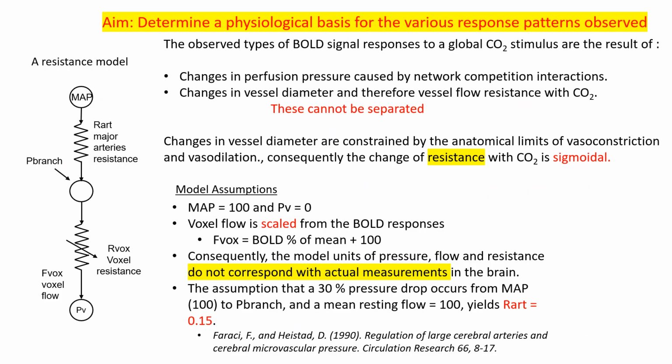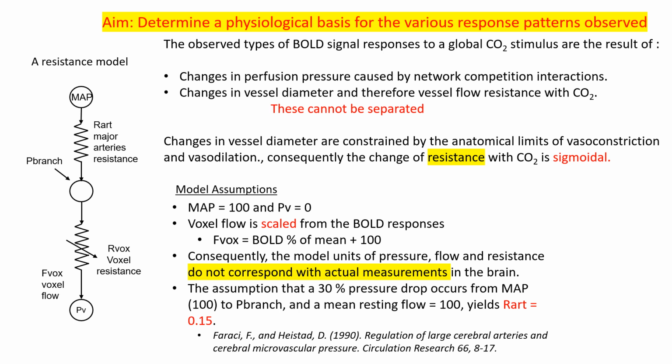The observed types of BOLD signal responses to a global carbon dioxide stimulus are the result of changes in perfusion pressure caused by network competition interactions and changes in vessel diameter, and therefore vessel flow resistance, and these cannot be separated. Changes in vessel diameter are constrained by the anatomical limits of vasoconstriction and vasodilation. Consequently, the change of resistance with carbon dioxide is sigmoidal.